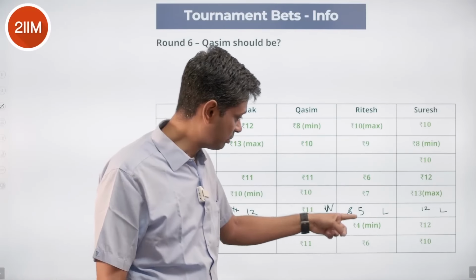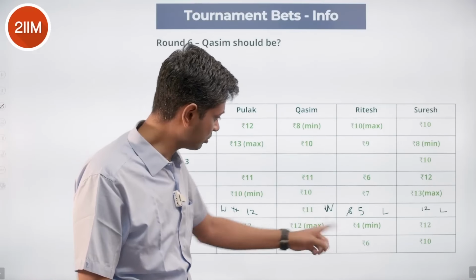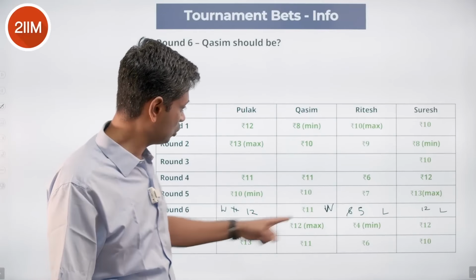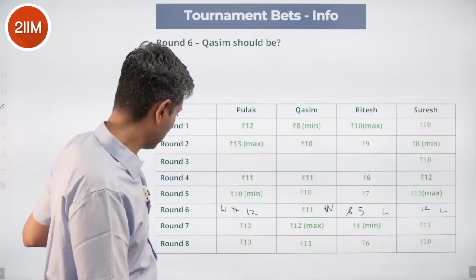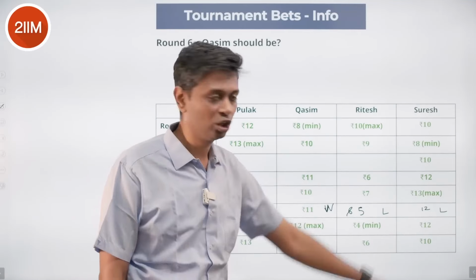10 becomes 11, 7 becomes 5. So 11 becomes 12, 5 becomes 4. This is the win and loss. That works perfectly. This is plus 2, minus 2, plus 1, minus 1. That works. So we filled round 6 also, which is 12, 11, 5, 12.